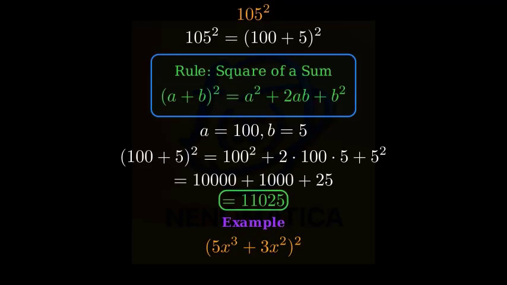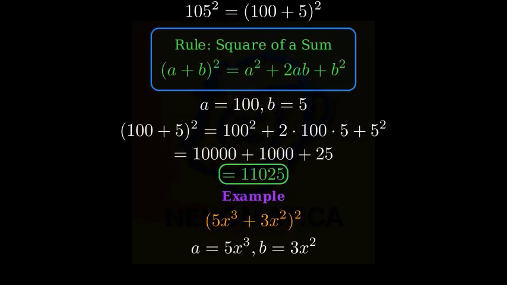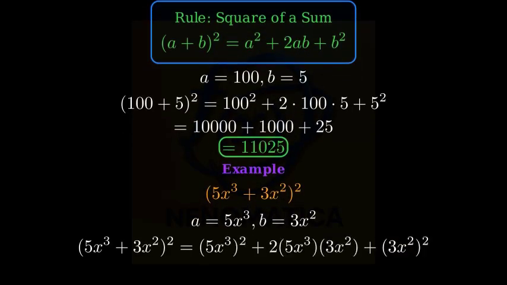We want to expand (5x cubed plus 3x squared), all squared. Again, we'll use our formula. (a plus b) squared equals a squared plus 2ab plus b squared. In this case, a is 5x cubed and b is 3x squared. Now, let's apply the formula. We have (5x cubed) squared plus 2 times 5x cubed times 3x squared plus (3x squared) squared.